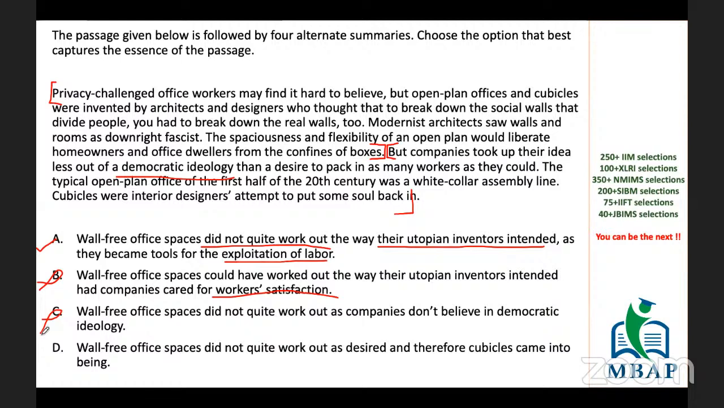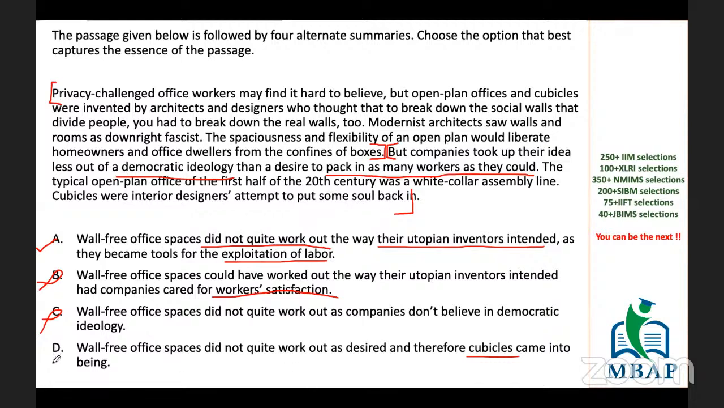Wall-free office space did not quite work out as desired, and therefore cubicles came into being. Okay, so this is again, exploitation is not mentioned. Moreover, even the idea of cubicle was included in this part. So this is somehow distorting the information. Moreover, it is not covering this part, that companies are actually exploiting. See this, pack in as many workers as they could. मतलब जितना हो सकता है, जितने workers को they can fit there. You must have seen in roadway buses, जितने लोग आ जाते बस आने दो. They don't see that there is not even space to stand. This is exactly what companies were doing. So this idea is missing.